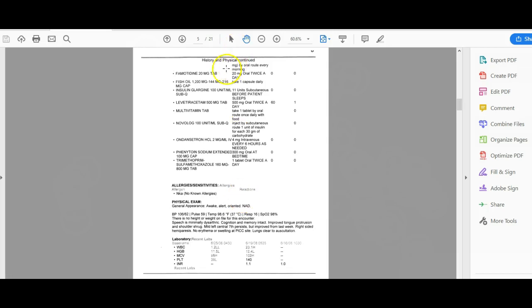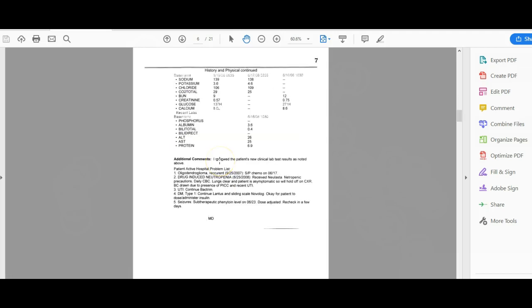Then more medications that he's on. So there's the phenytoin sodium. And now it says that the patient's admitted and goes over his active drug list again and his diagnoses, which we just talked about.